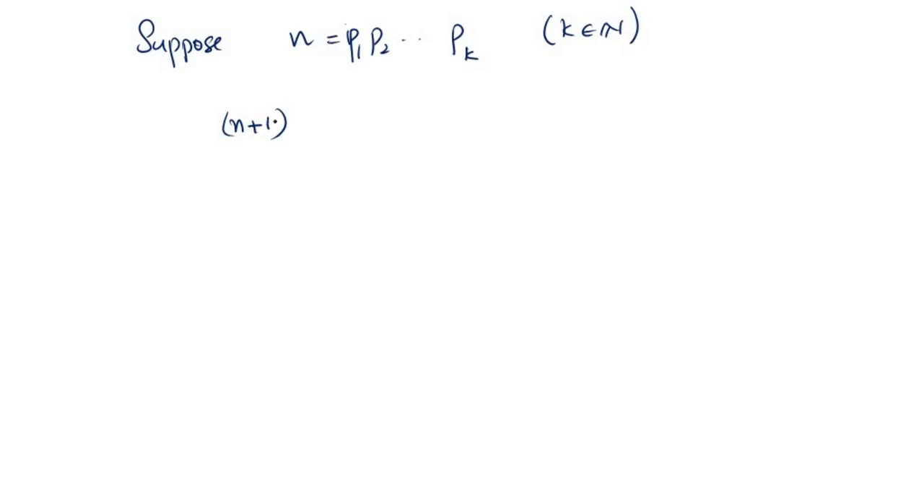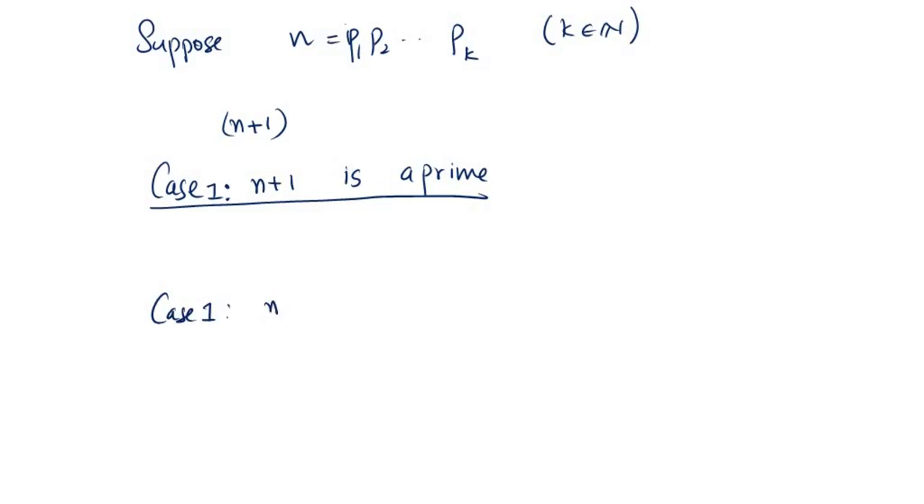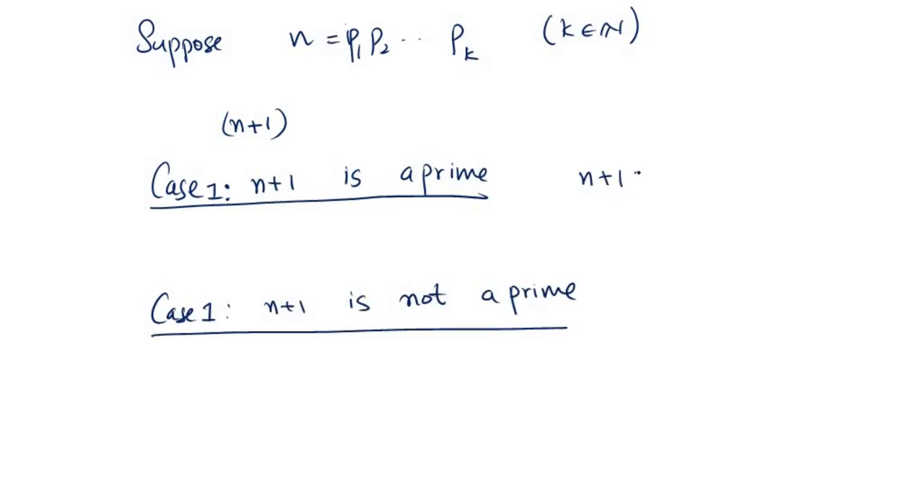So there are two cases we have to consider here. The first case is n plus 1 itself is a prime, and the second case is that n plus 1 is not a prime. If n plus 1 is a prime, then n plus 1 is already a product of primes, because n plus 1 is equal to n plus 1, and we are just choosing k equals 1 here. The more interesting situation is when n plus 1 is not a prime.